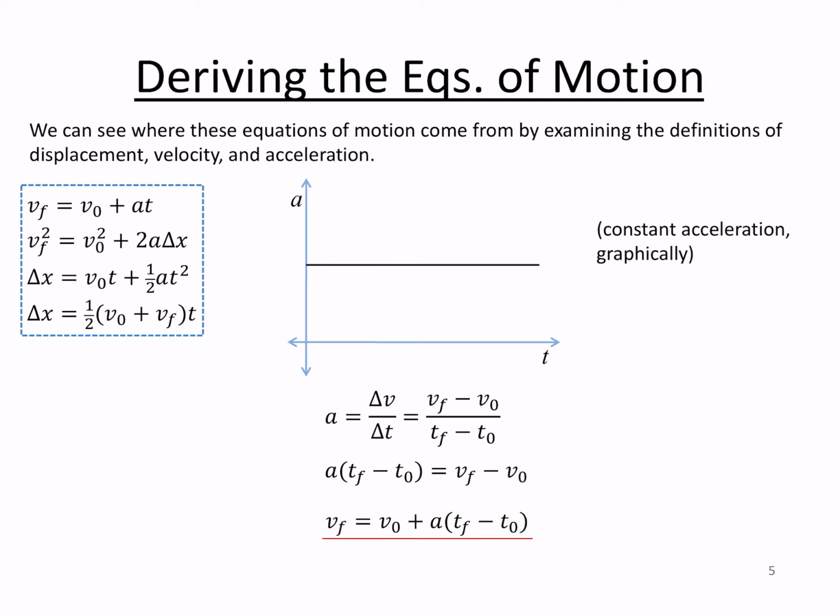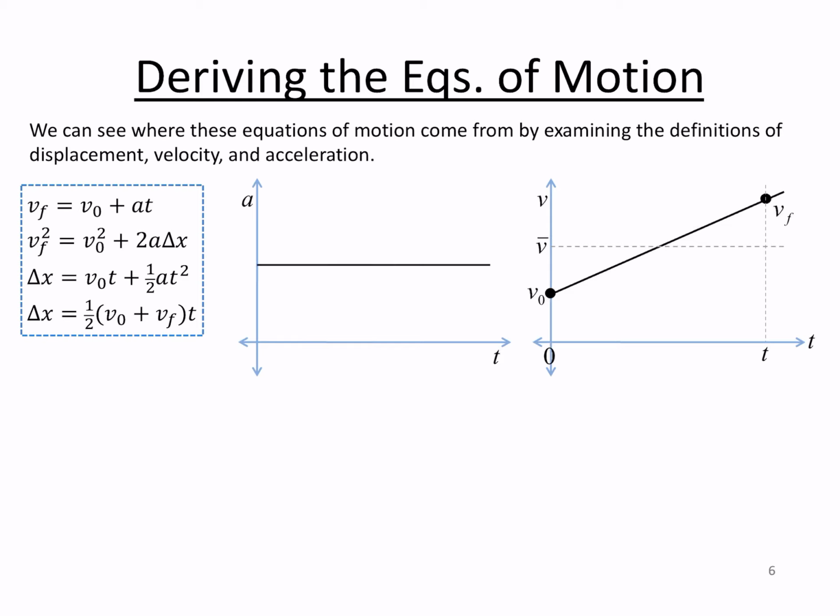Okay, so that's the first one taken care of, and that comes just from the definition of acceleration and the assumption of constant acceleration. That's it, okay? And the others are going to follow along in much the same way. We're skipping down a little bit. We're going to check out the fourth one on the list here at the moment.